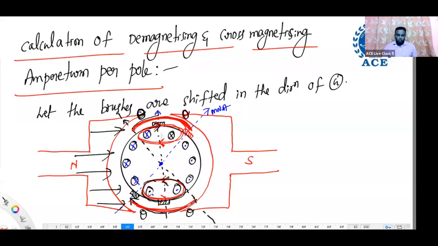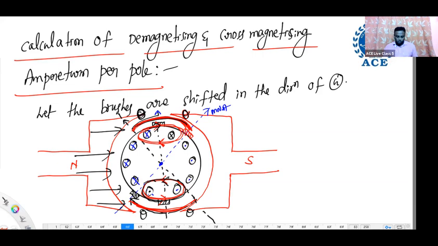Now in the total armature of 360 degrees, how many turns or conductors produce a flux opposite to the main flux? 4 theta, yes: here 2 theta, here 2 theta. In the total 4 theta angle, whatever turns are there produce flux opposite to the main flux. That's why we call these turns demagnetizing turns.